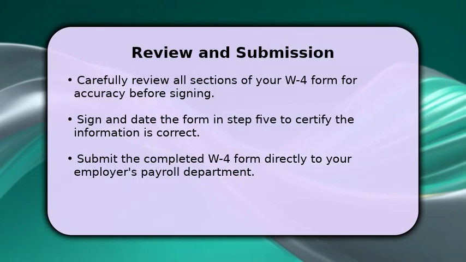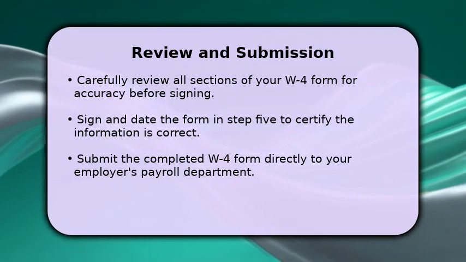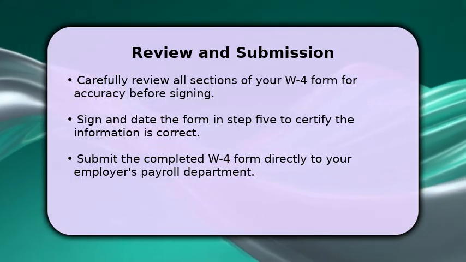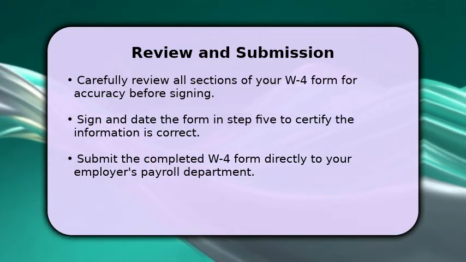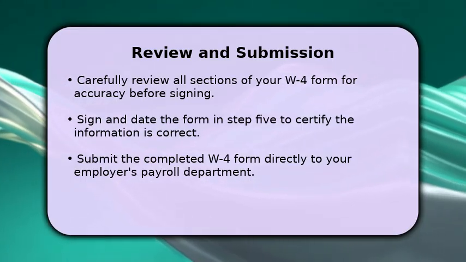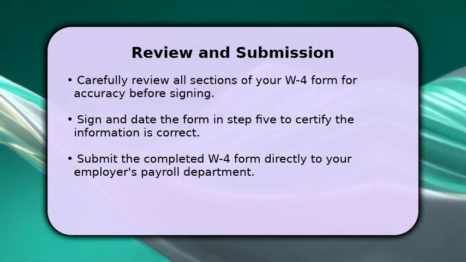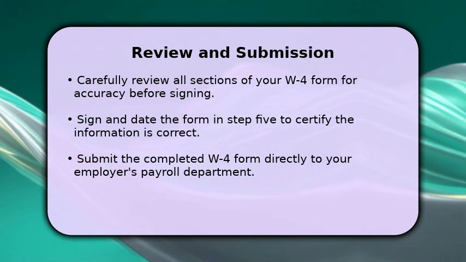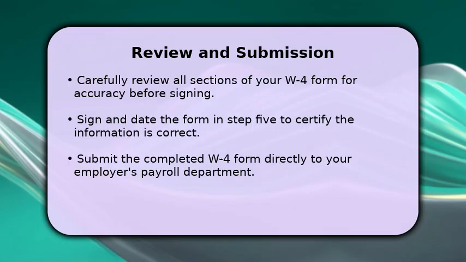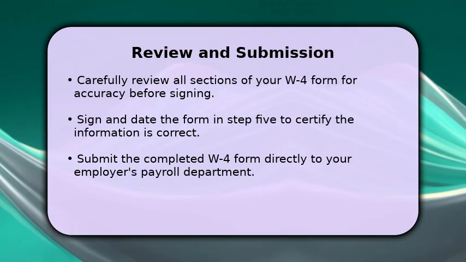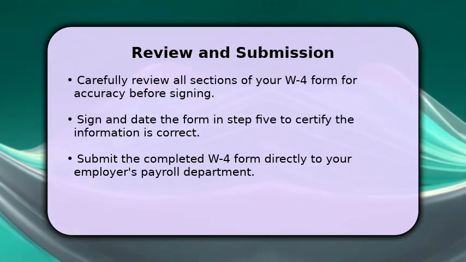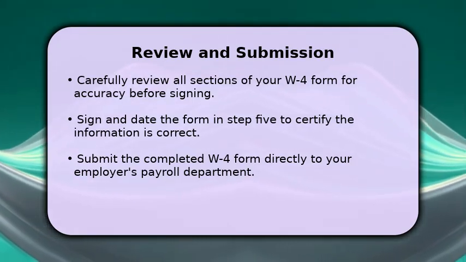The final and crucial step is to review and sign your W-4 form. Double-check all the information you've entered, especially your personal details and any claimed credits or adjustments. Once you are confident everything is accurate, sign and date the form in Step 5. This certifies that the information provided is correct. Then, submit the completed form to your employer's payroll department so they can adjust your tax withholding accordingly.